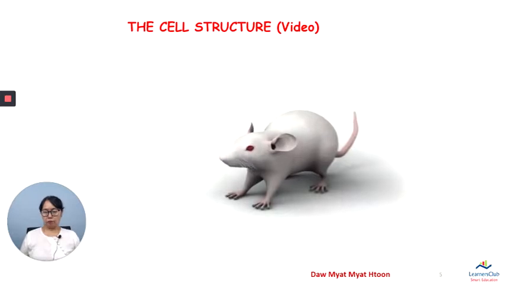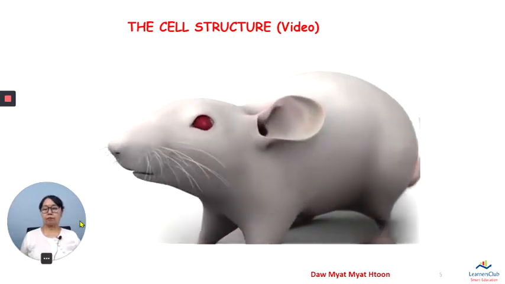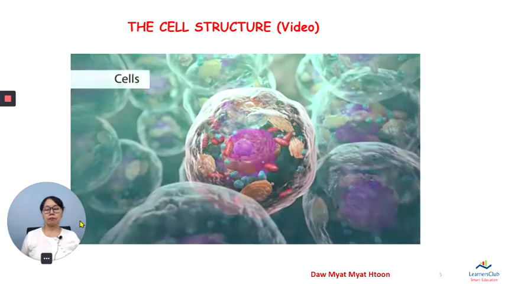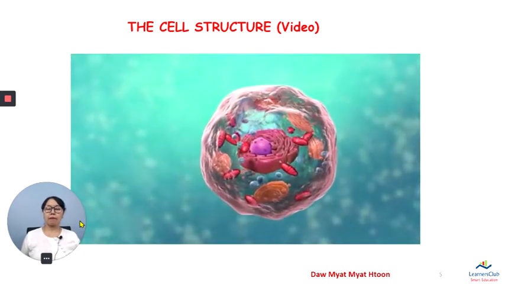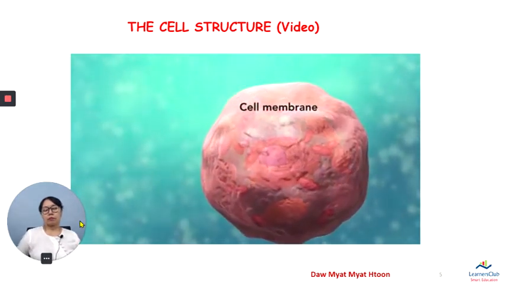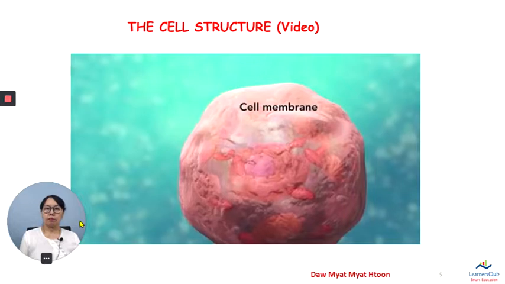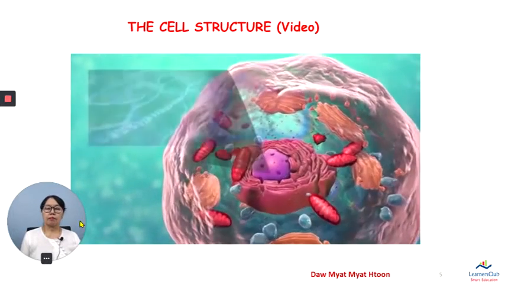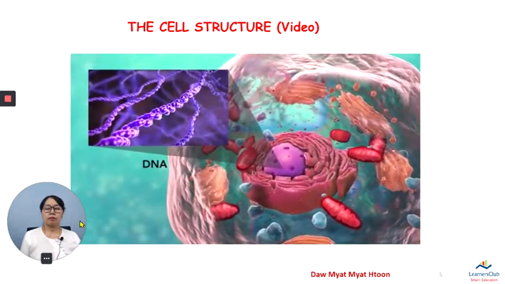Cells are the smallest living units of an organism. All cells have three things in common, no matter what type of cell they are. All cells have a cell membrane, which separates the inside of the cell from its environment. Cytoplasm, which is a jelly-like fluid, and DNA, which is the cell's genetic material.